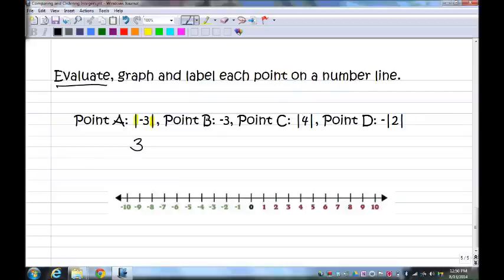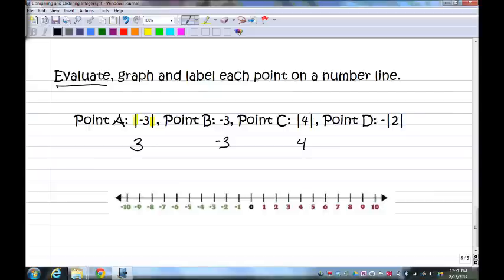The next one, point B is negative 3. Well, there's nothing to do to that. There's no absolute value symbol. So point B is just negative 3. Point C is 4, a positive 4. Now here you got to be careful because, again, students tend to think that absolute value means opposite, and that's not the case. It's just the number without a sign, so it's just 4.